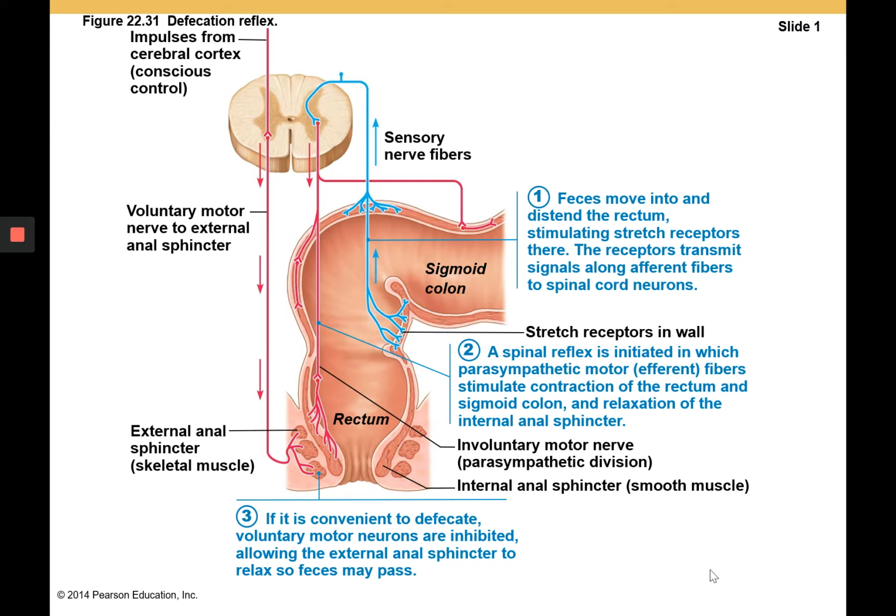And then last but not least, if it's convenient to defecate, we will voluntarily relax or inhibit motor neurons to the external anal sphincter, and this will allow feces to pass out of the body. So that's the defecation reflex. Because the external anal sphincter is skeletal muscle and the internal anal sphincter is smooth muscle, we have both a reflex and voluntary inhibition of the external anal sphincter.